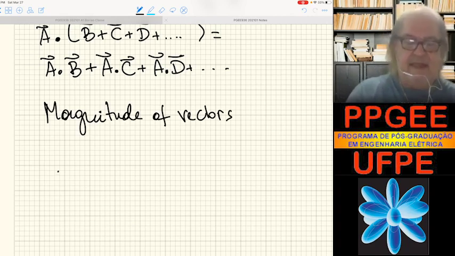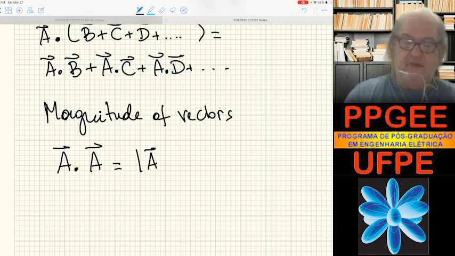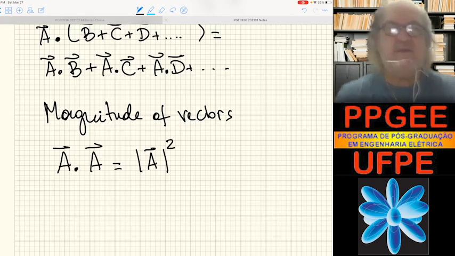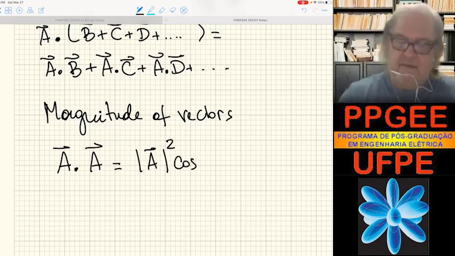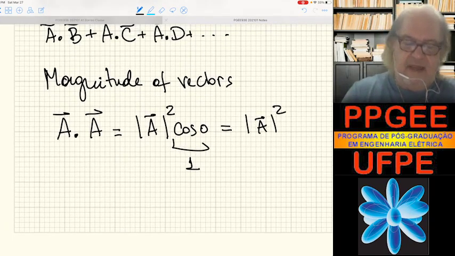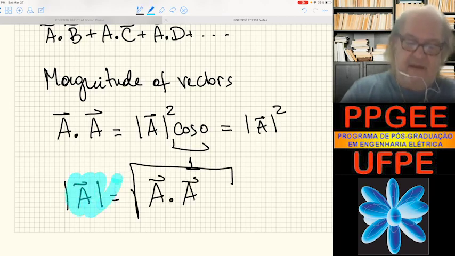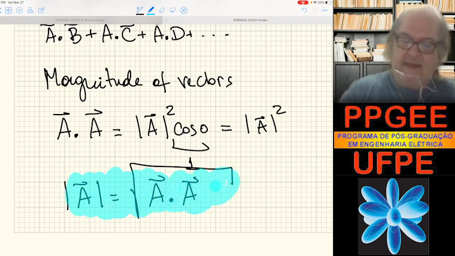Well, imagine that you make the dot product of A with itself, okay? A dot A, by definition, is the magnitude of A times the magnitude of A, which is A squared, times the cosine of the angle between A and A, which is zero, which is one here. This gives the magnitude of A squared. So there's a way to formally calculate the magnitude of a vector, which is calculating the square root of A dot A. This is a very useful method of calculating magnitudes.